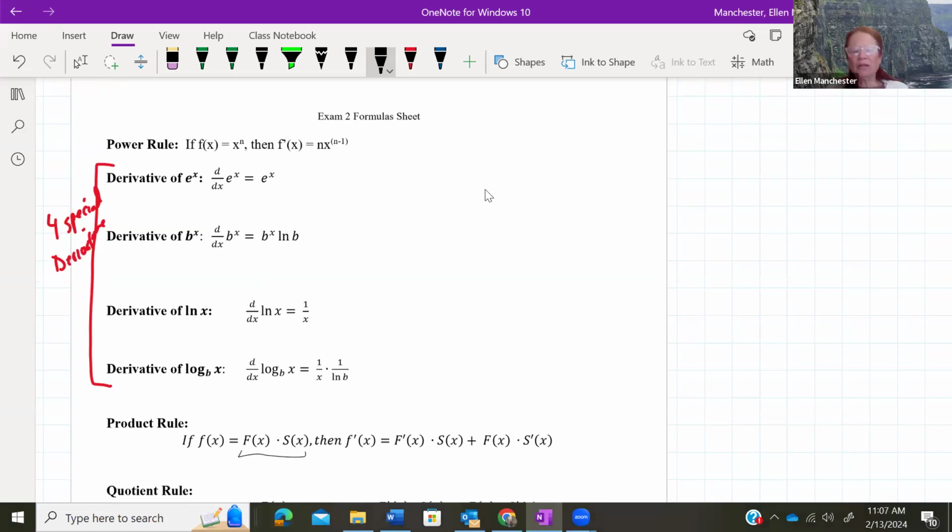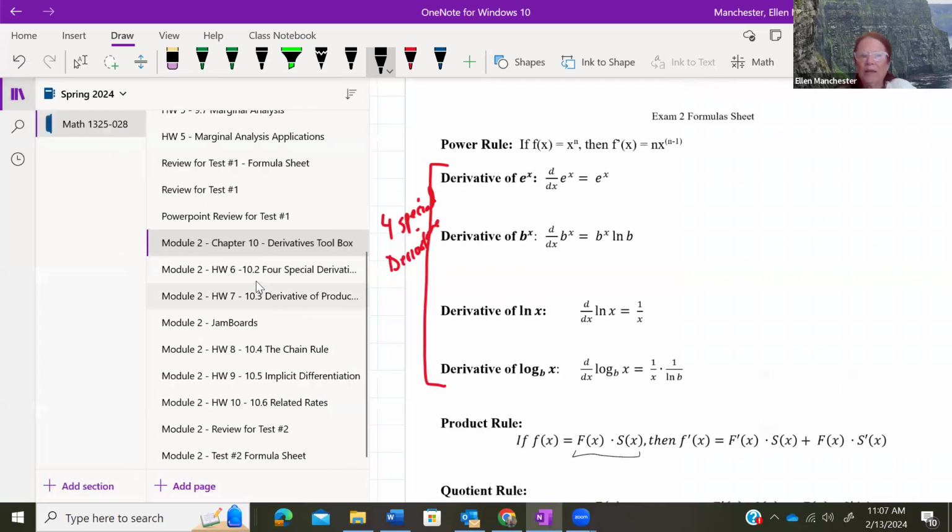I wanted to give you this so that you have it. It is in your module under the formula sheet, so you already have it. I would print this up and have it next to you when you're doing your MyMathLab. Just have it there, know how to read it, understand what it's saying, how to read that math language, and get comfortable with it.